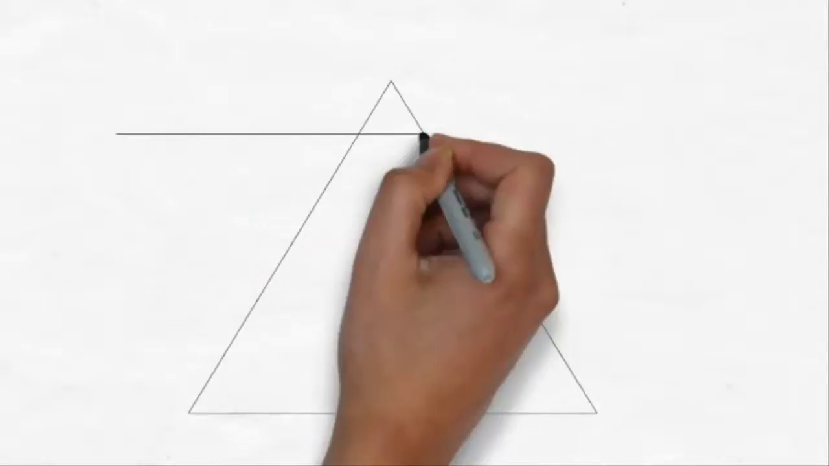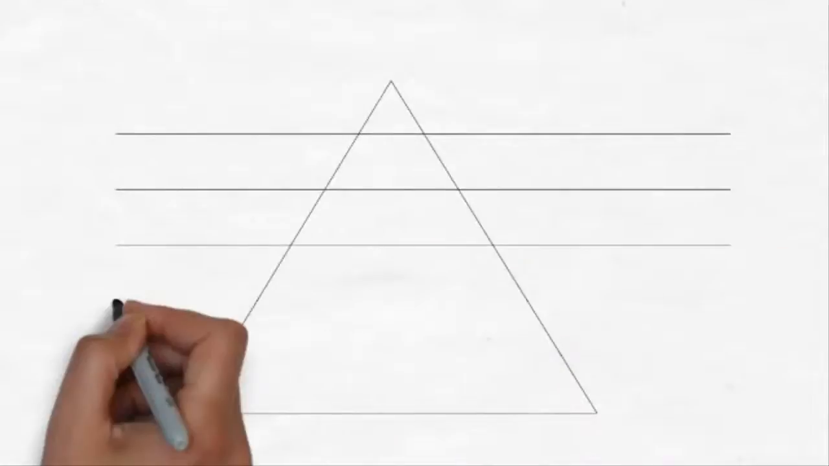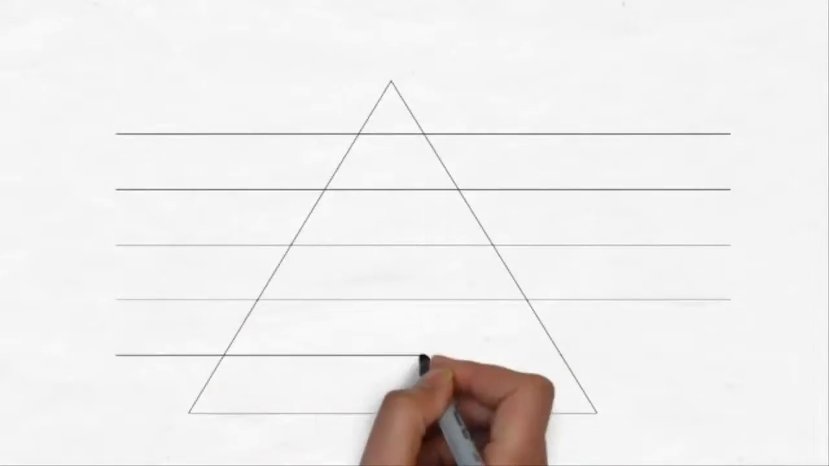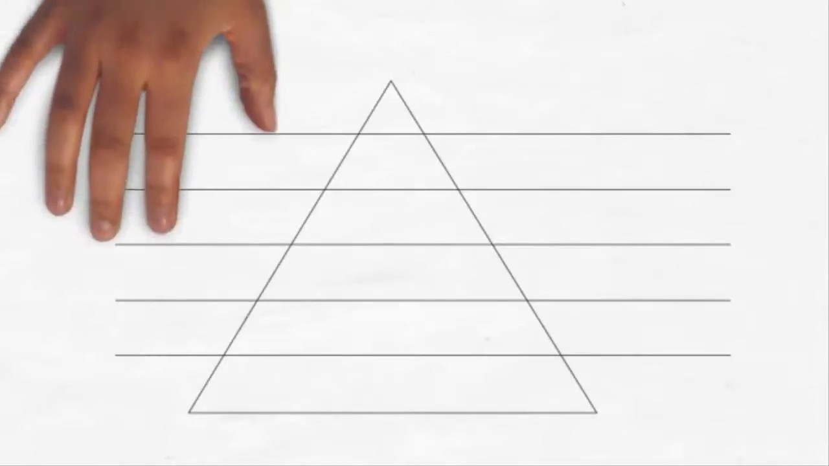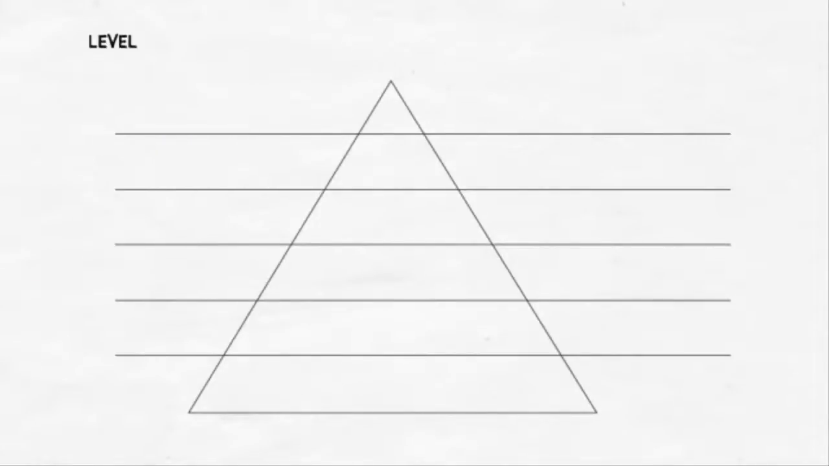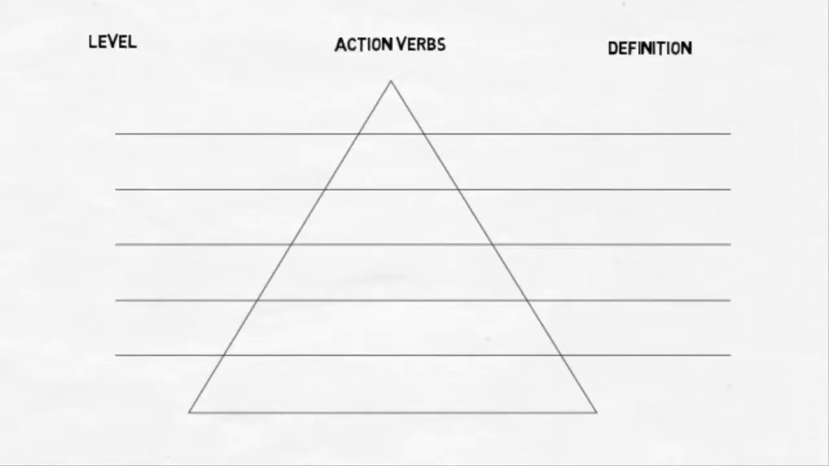Now, to give you a start on this, I've built a little bit of a framework, which is a triangle with some lines, to give you a sense of how we're going to build this taxonomy graphically. I'm first going to start with discussing the levels of Bloom's taxonomy. Then I will give you a working definition of those levels, and then we'll also look at some action verbs.